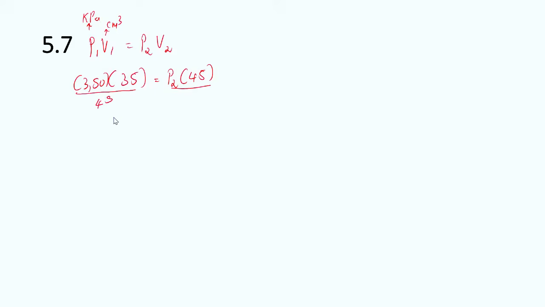So let's grab our calculator real quick. We have 3.5 multiplied by 35 divided by 45. And then voila, we get our P2, 2.72 kPa, right? So easy peasy.